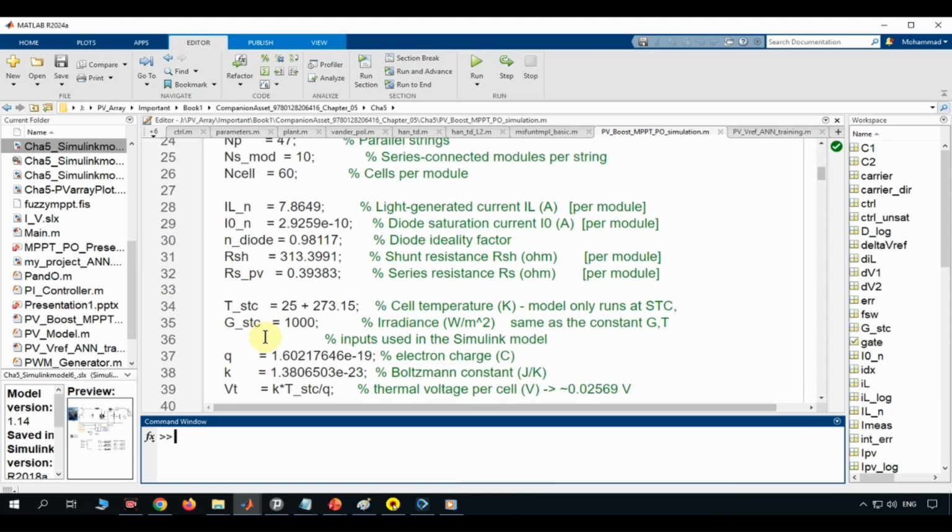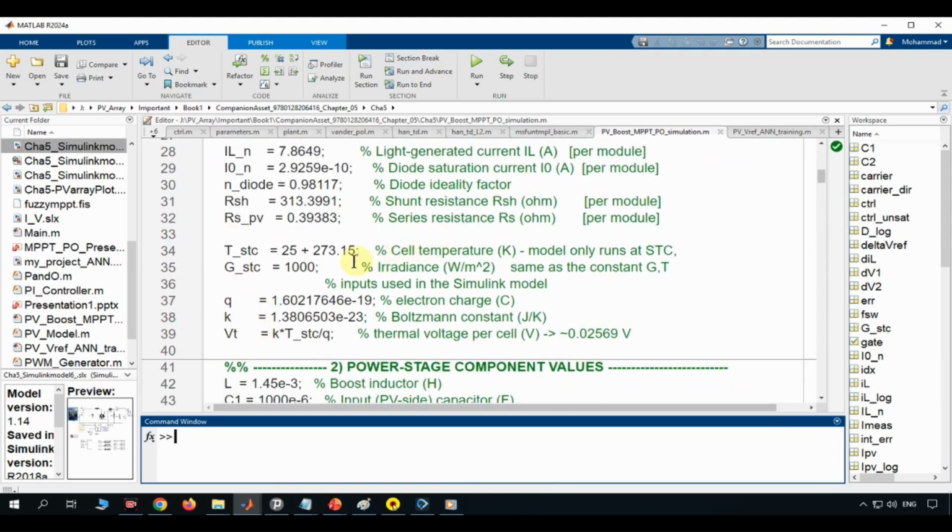We also pass in our standard test conditions. Temperature is 25 degrees Celsius, but we have to convert that to Kelvin, which is T_STC, and the irradiance is 1000 watts per square meter. Finally, we define our physical constants, the electron charge Q and Boltzmann's constant K. Using these, we compute the thermal voltage Vt per cell, which is physically around 25.7 millivolts.